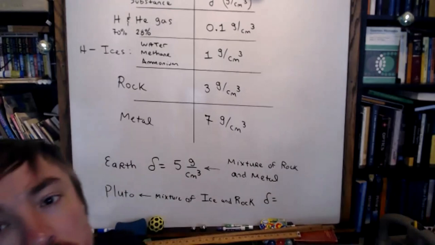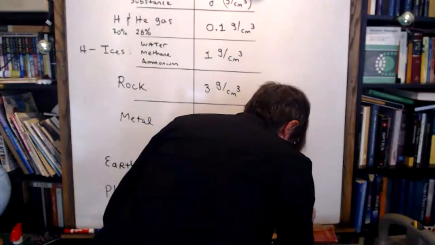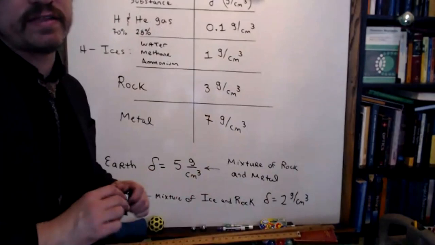Two grams per cubic centimeter. Jake, can you say that one more time? Because I missed it. Two grams per cubic centimeter. And you would be correct. Exactly, Jake. This is why densities are so important.